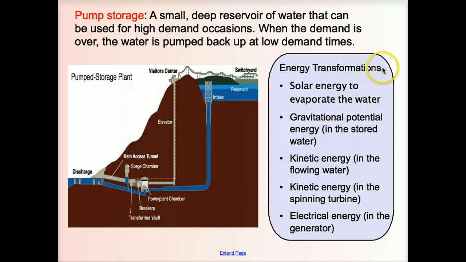So the typical energy transformations in the first type: solar energy is used to evaporate the water. The water then has gravitational potential energy. This is converted into kinetic energy as it flows, kinetic energy of the spinning turbine, and finally electrical energy of the generator. Some advantages of hydroelectric power are that once the dam and the hardware is built, which is an expensive process, the fuel is of course free, so the running costs are relatively low. But it does rely on the presence of water, and droughts can cause shortages in electricity.